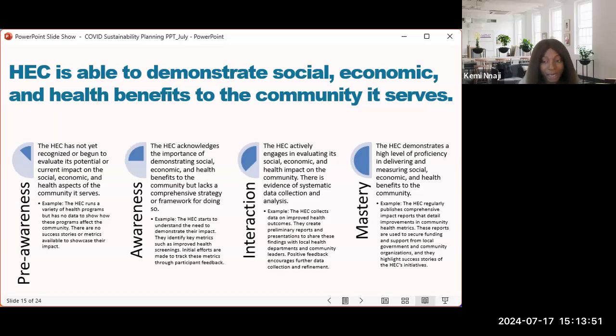During the awareness stage, initial efforts are made to identify and track metrics. At the interaction stage, the HEC actively evaluates and presents data showing the positive impact in the community, but mastery is sharing comprehensive impact reports that can be used to secure funding and support by highlighting success stories and significant improvements.